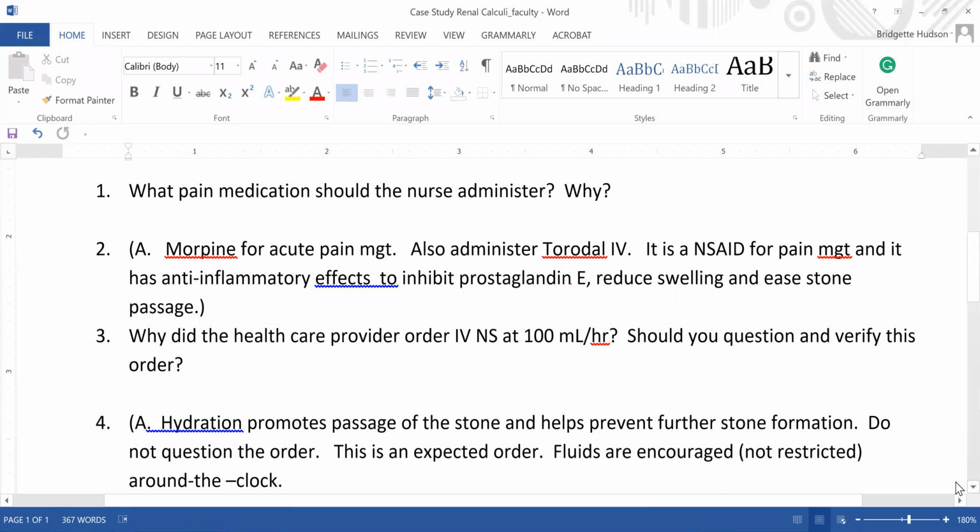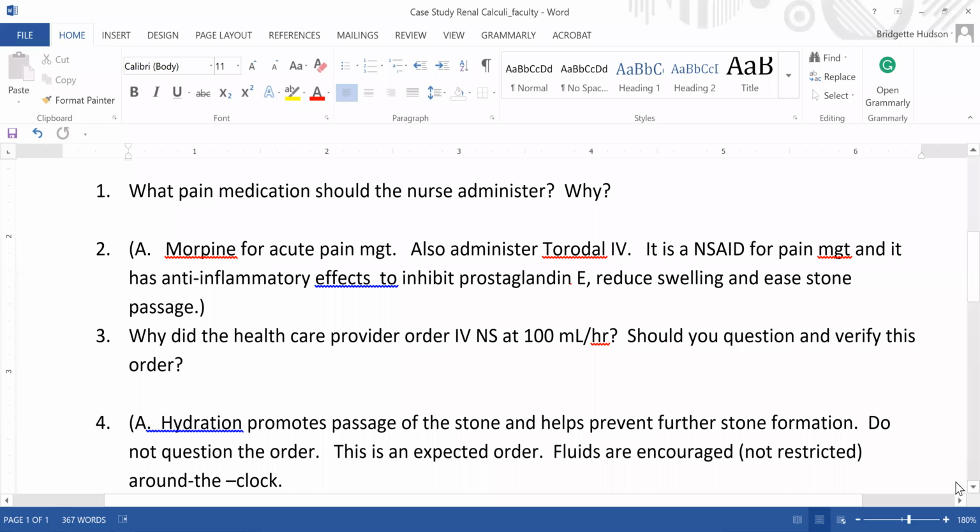Give me some foods that are high in oxalates. Spinach, chocolate, strawberries. So we're going to limit spinach, chocolates, cabbage, nuts, strawberries. Those things are high in oxalates. So those are things we're going to limit.